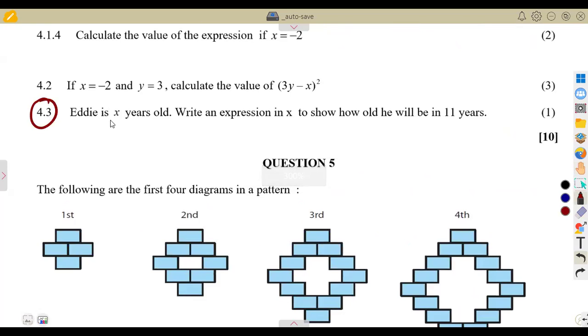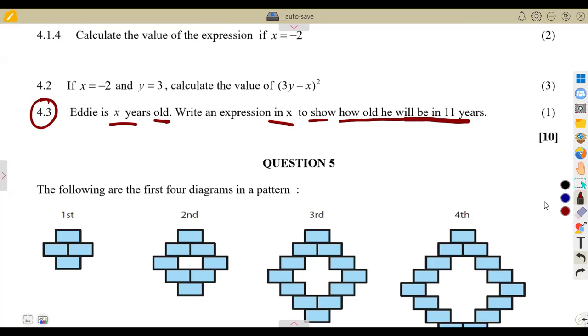All right, 4.3, Eddie is X years old. So we are given a certain guy who is X years old. Write an expression in X, meaning to say your answer is supposed to be with the X, to show how old he will be in 11 years.